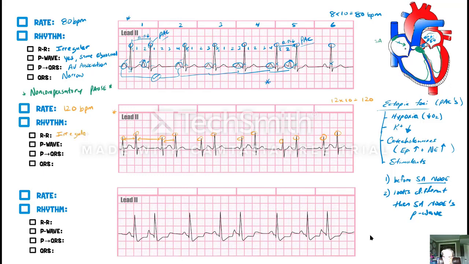Okay, well I know it's irregular. All right, the next thing I gotta do is look at my P waves. Do I have P waves? All right, well let's look here.